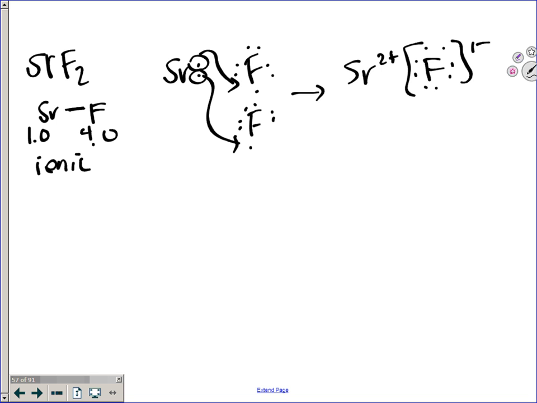Start writing this down with me. Do not do this, or it's distracting to the person next to you. You could draw those 2 separate ones as octet and octet, or you can put SrF2 to indicate there's 2 of them overall. So this does not have a molecular polarity. This does not have a molecular shape. This is not a molecule. It does not have any intermolecular forces either.